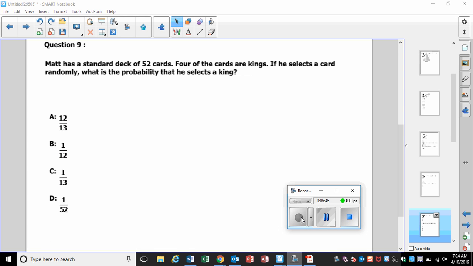Question 9. Matt has a standard deck of 52 cards. 4 of the cards are kings. If he selects a card randomly, what is the probability that he selects a king? Choice A, 12/13, choice B, 1/12, choice C, 1/13, choice D, 1/52.